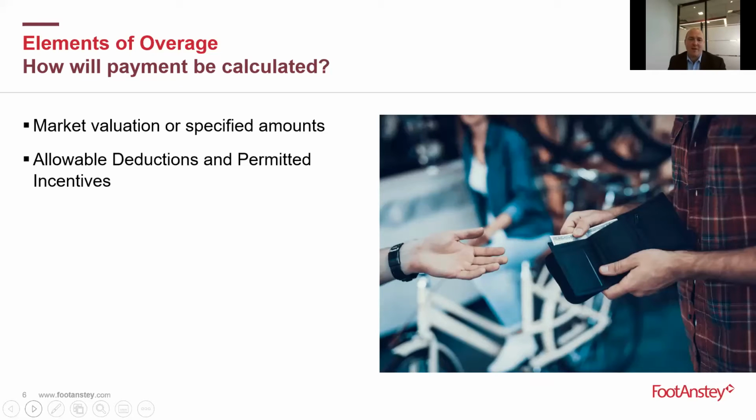So where there's a planning overage, and say the planning overage is going to be split 50-50 between the developer and the seller. If the developer has applied for and incurred the cost in obtaining a planning permission, then normally the cost of obtaining that planning permission would be deductible.